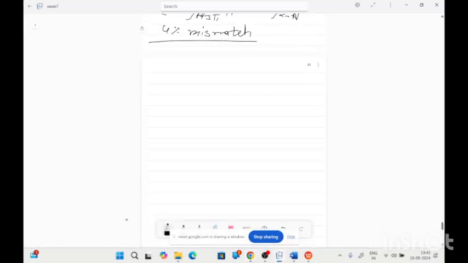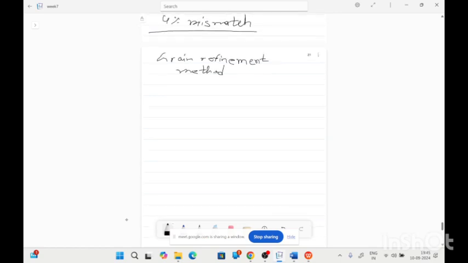So in today's session we learnt about the grain refinement mechanisms, which are dislocation pileup at grain boundaries, work hardening theory, and grain boundaries acting as a dislocation source. So there are three mechanisms.